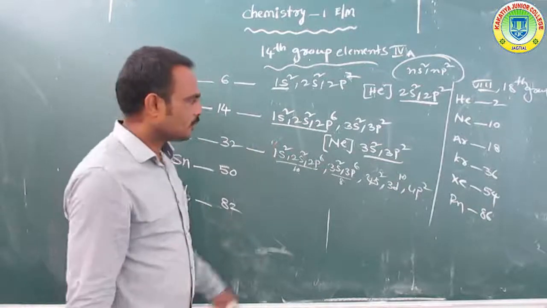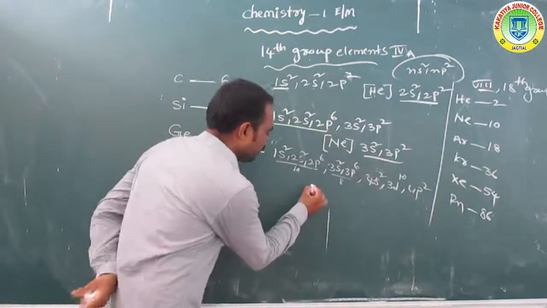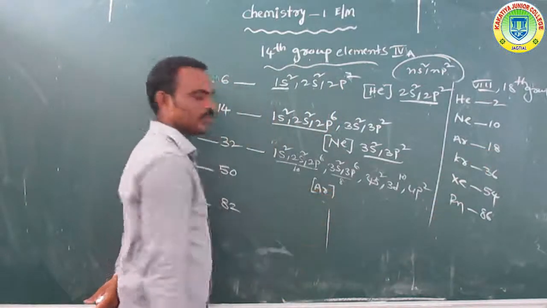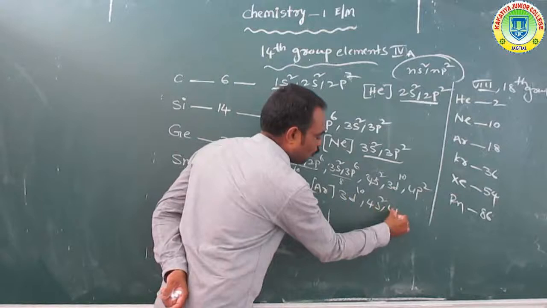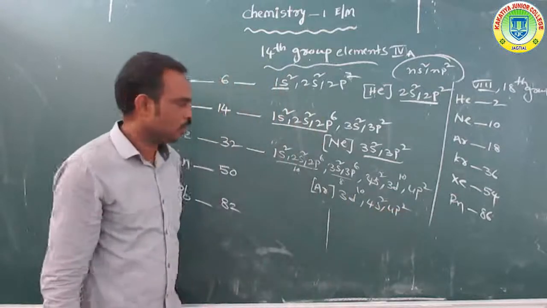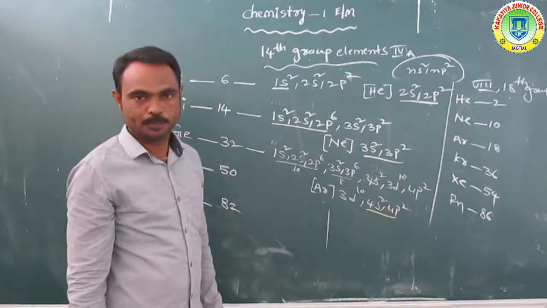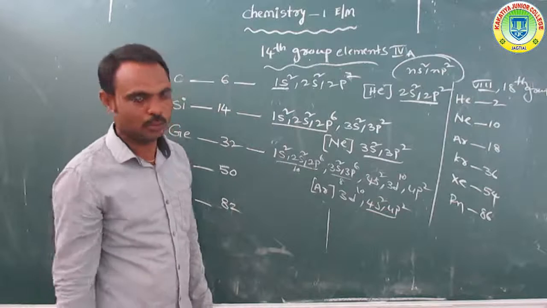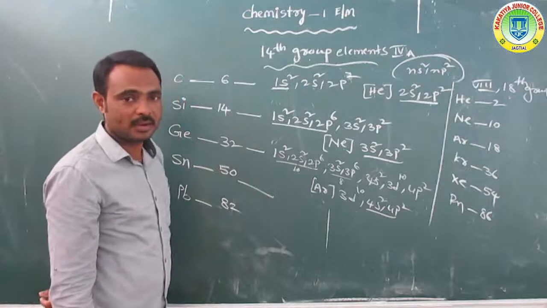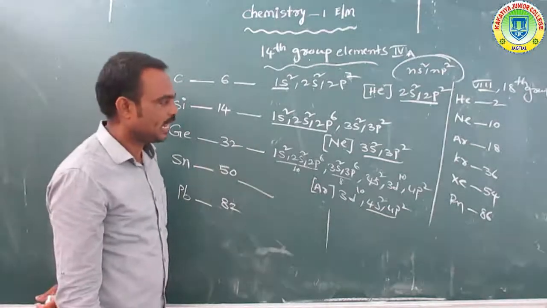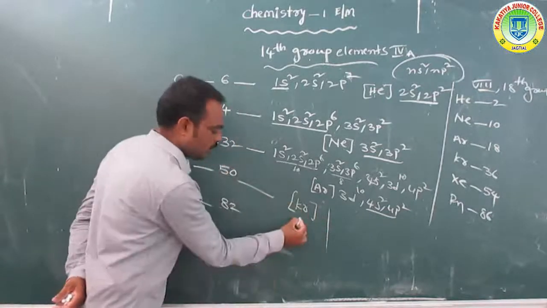So we write a shortcut. Which element has 18 electrons? Argon. So we write argon, 3d10, 4s2, 4p2. The outer shell electronic configuration is 4s2, 4p2. Suppose tin, how many electrons? 50. We write krypton, which is 36.